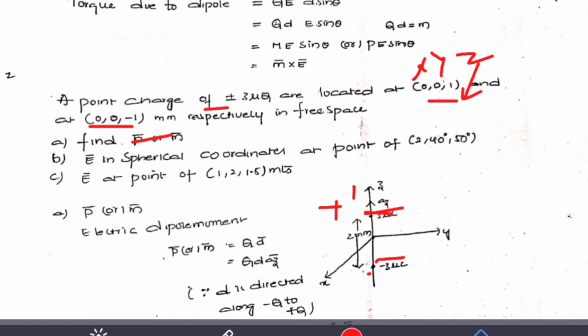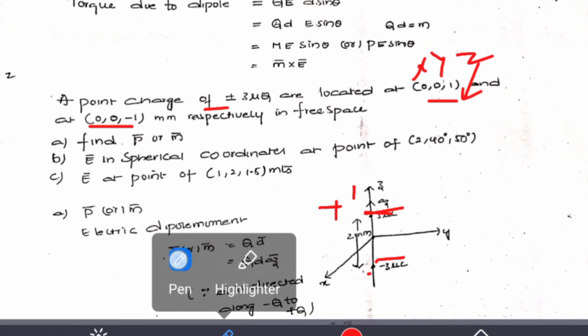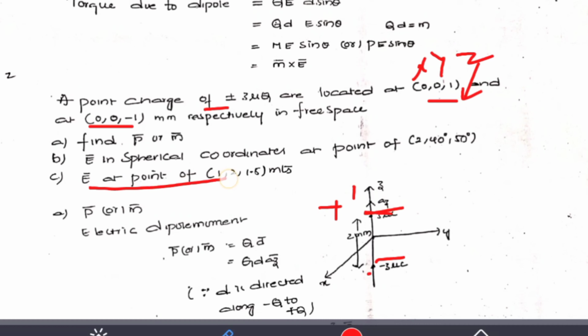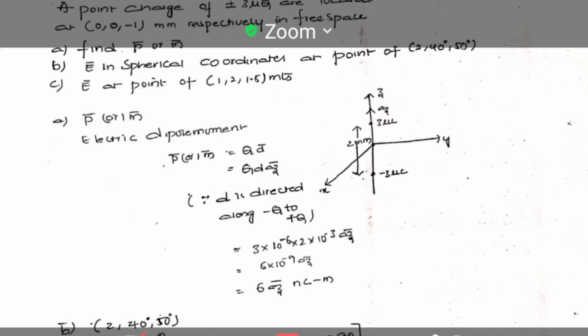Find P or M. What is P or M? It is known as the dipole moment. Find the dipole moment. Find E bar in spherical coordinates. Find E bar at the point (1, 2, minus 5). It is a simple problem based on the electric dipole. Let us see.